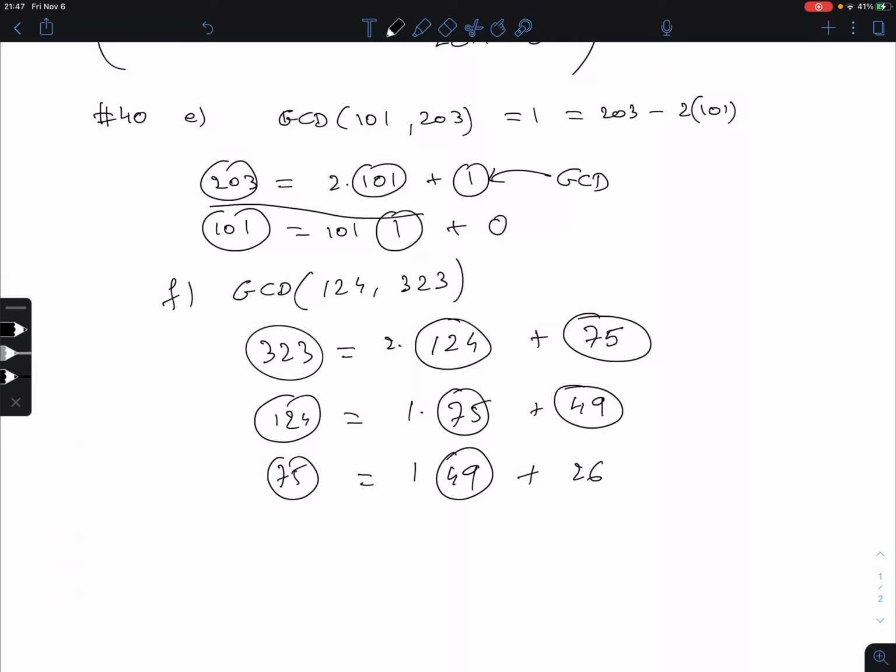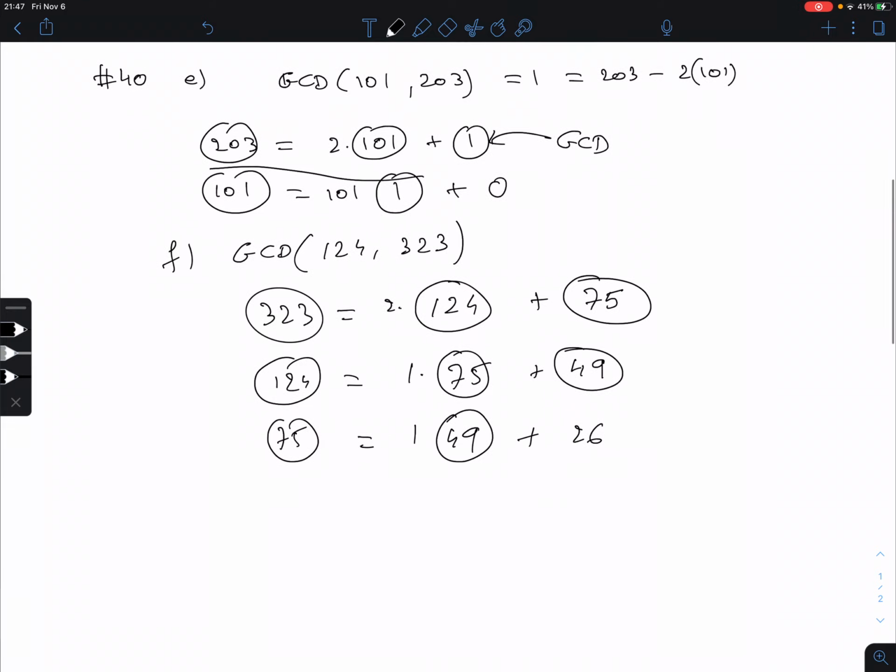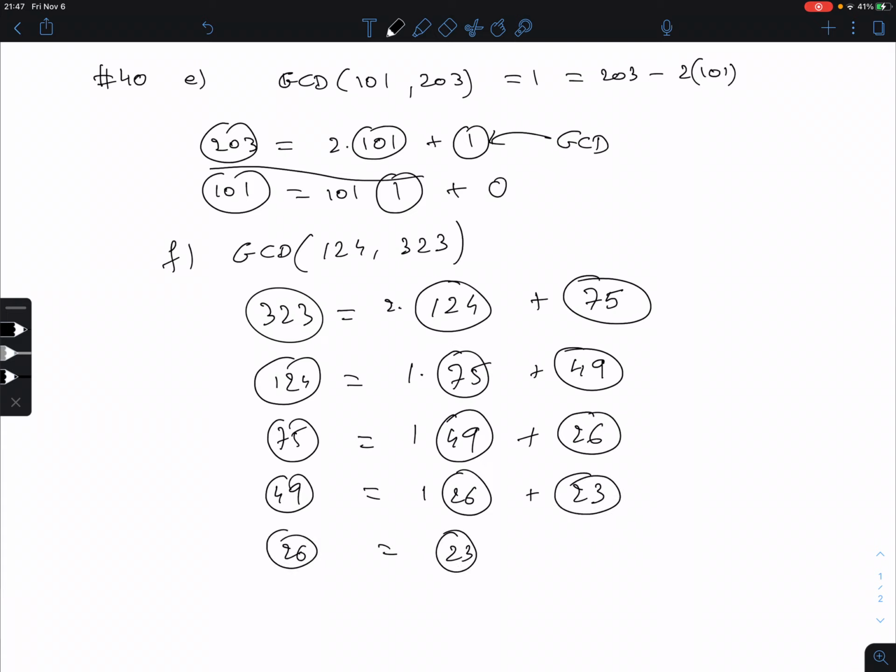Let me just double check. 75, yeah. Okay, I don't want to make a mistake. So we now use these two, 49 and 26. How many times does 26 go in 49? Not twice, just once. So what is left then? 23. Now we use 26 and 23. How many times does that go? That's only once.